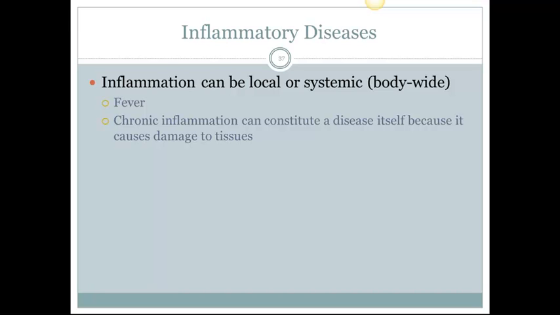Fever is oftentimes due to our body's response, a high body temperature caused by a resetting of the body's thermostat, and it destroys pathogens and enhances immunity. Chronic inflammation can constitute a disease itself because it causes damage to tissues. Acute inflammation is usually immediate, protective, and minimizes the damage of tissues.